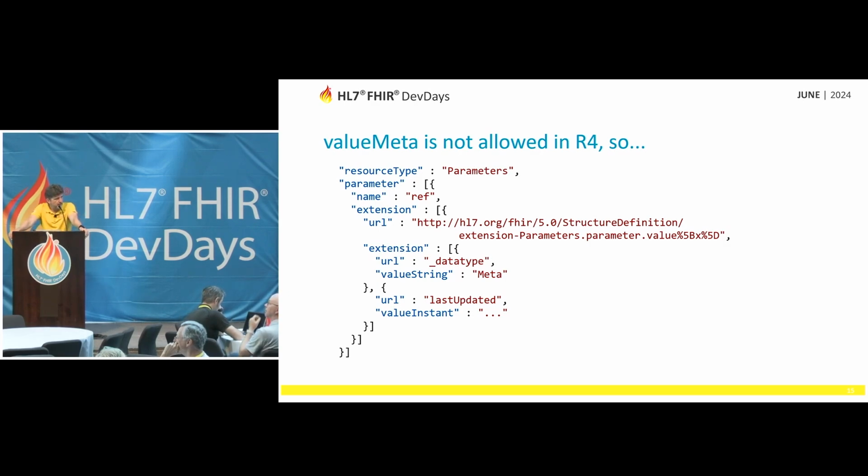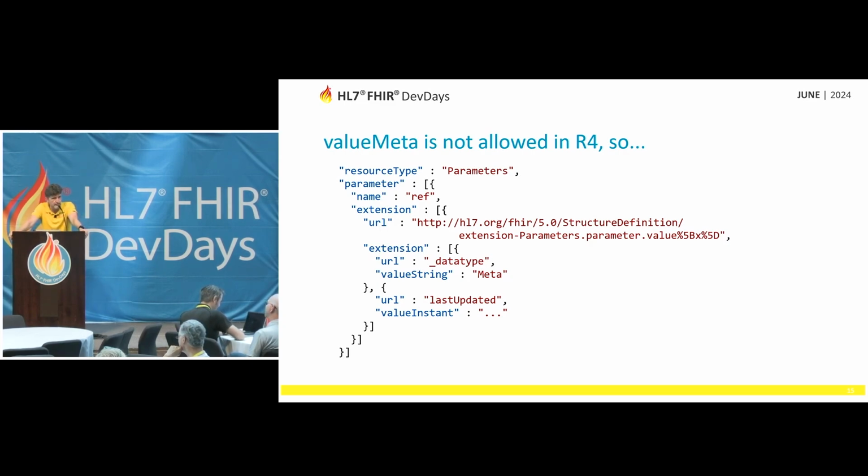parameter.name is there, but parameter.value is not. So in this case, we have completely replaced parameters.parameter.value because the x in value couldn't contain Meta. So we can't use the original R4 parameter.value. And so we leave it out completely. We put an extension in its place, and it's called parameters.parameter.value, bracket open, x, bracket close, in this ugly notation. It's not human-friendly, but at least it's consistent.